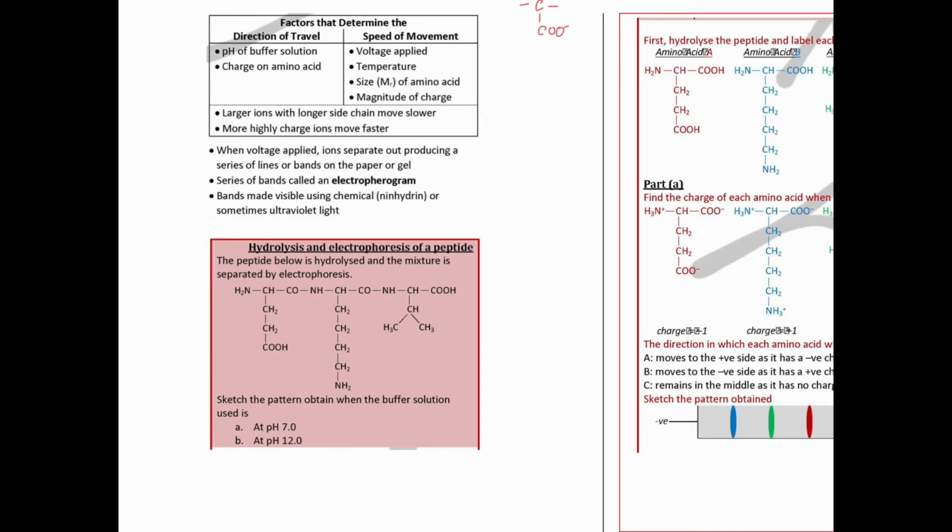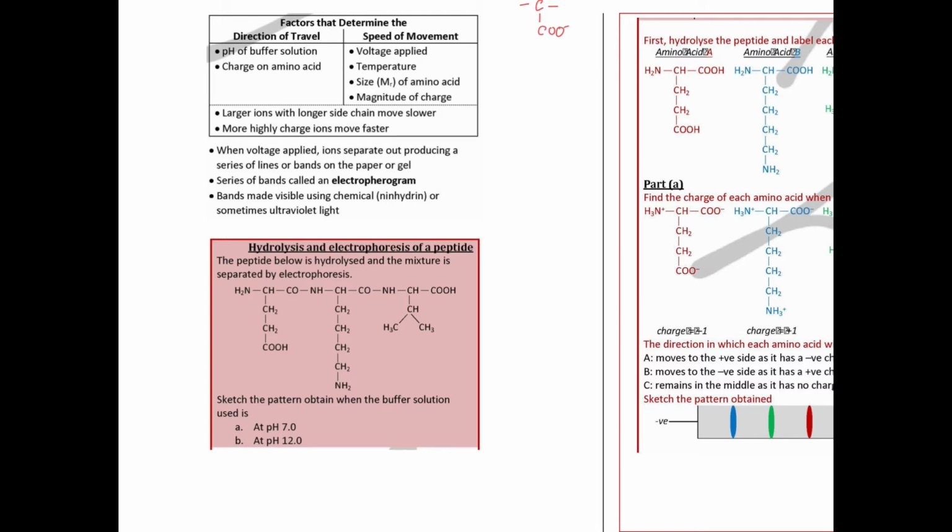A series of bands is called an electropherogram. This piece of paper with many bands is called an electropherogram. This electropherogram is actually colorless. Amino acid is colorless, and the paper is white, so in the end we can't see anything. Because of that, we have to make it visible by using chemicals called ninhydrin, or sometimes UV light. Then you can see the bands and get the amino acids separated.